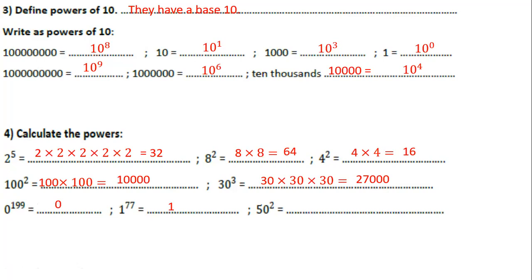Yes, Miss. The last one is 50 to the power 2. This is not a power of 10, so I should write it as a repeated multiplication sentence. The base is 50, so I multiply 50 by itself 2 times. So I simply write 50 times 50. 5 times 5 is 25, and I add 2 zeros. That's it, Lamar, okay? Okay, thank you.